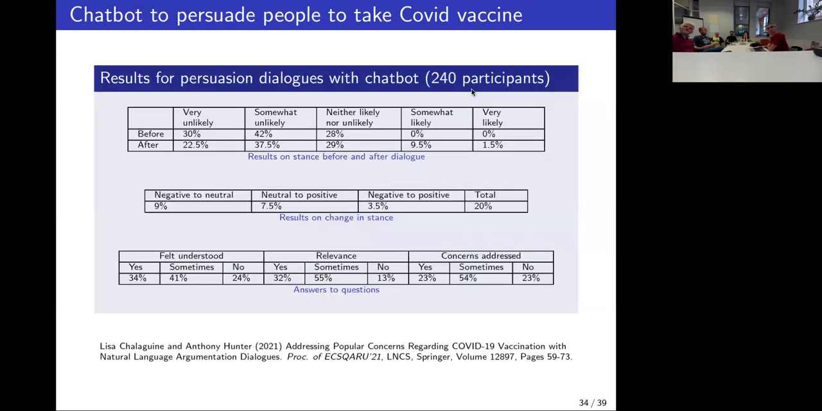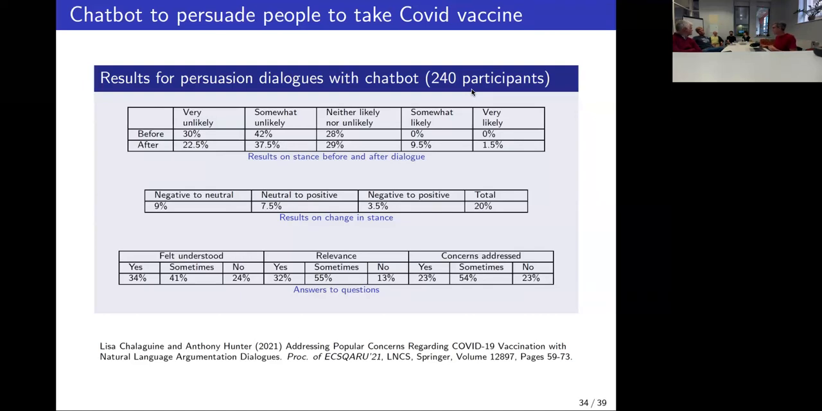I won't go through all the results. If you look at the middle box, this was the results in change in stance. So 9 people went from negative to neutral. It was the same 5-point Likert scale. 7.5 went from neutral to positive, and 3.5 went from negative to positive. So 20% were shifting their views, which we thought was actually quite impressive.